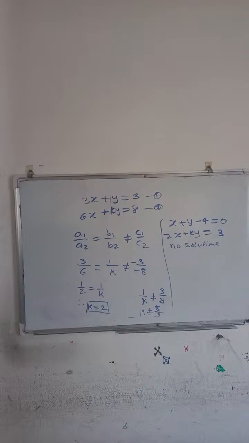Mostly ones, tens, this one. Ones, tens, 1,000, 10,000. K is 2, Manthan.